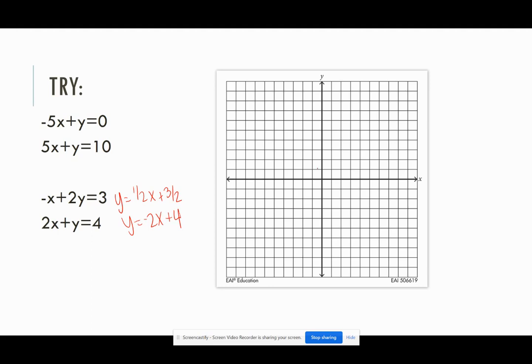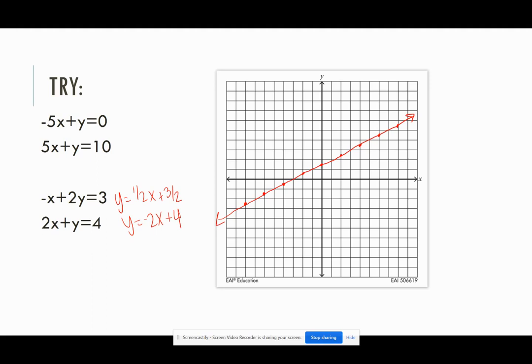So let's graph it. 3/2 goes right here. Up 1 over 1, 2, repeated four times. Then down 1, 1, 2, repeated four times. And we can draw our nice line to connect.